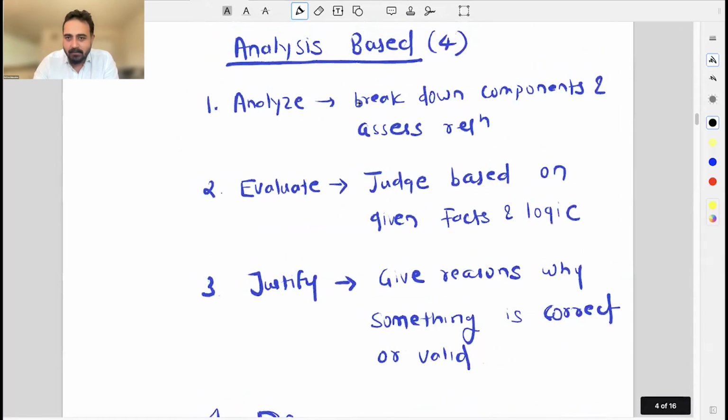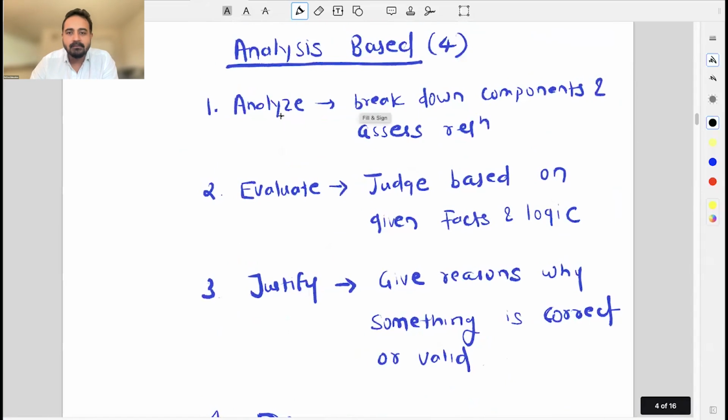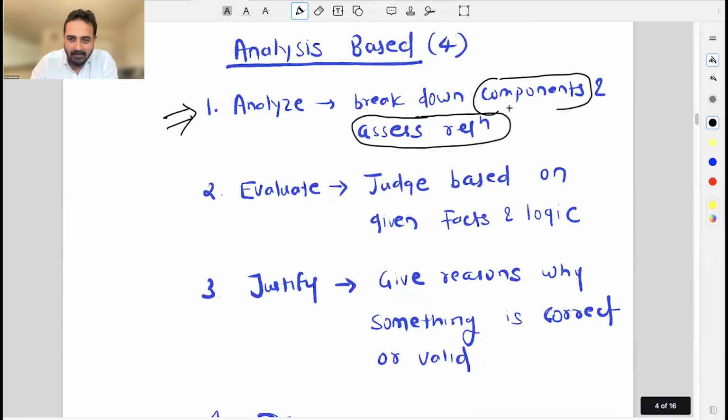Then we go to some analysis based command words. So first, analyze. Remember this one, because if you analyze, you break down the components of whatever you're analyzing, but you ensure that you are assessing the relationship of those components. Okay, so analyze is a slightly higher order command word, more than explain or describe, because you are expected to break down and then explain the relationship of variables.